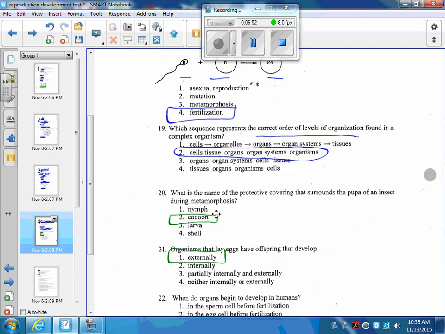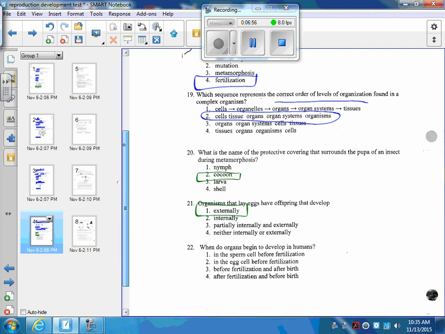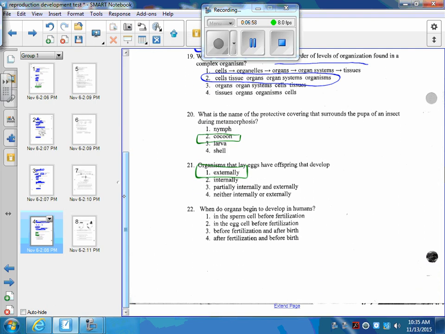When do organs begin to develop in humans? Well, the human body has a uterus, and inside the uterus are the little babies, the embryos, the fetus, and they will start to develop right after fertilization and before they're born. If the babies are born without their organs being developed, there's a good chance they will not survive. Sometimes they keep the baby inside and give the mom special drugs to help them develop their lungs, because those are one of the last things for them to develop.